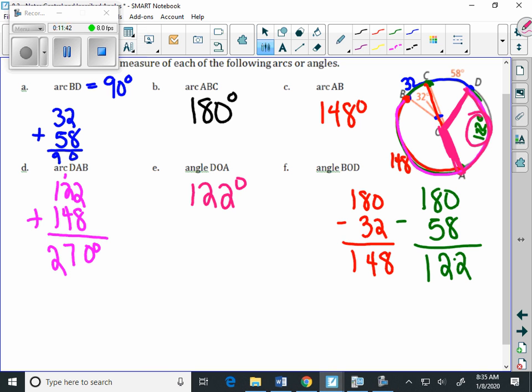And finally, angle BOD, let's see where that is, angle BOD is that one, and that's going to intercept this arc right there, that intercepted arc of BD, which is the first value that we found. And arc BD has a total of 90 degrees because there's the 32 plus the 58, and the measure of the central angle is the same value as the measure of the intercepted arc. So angle BOD is also 90 degrees.